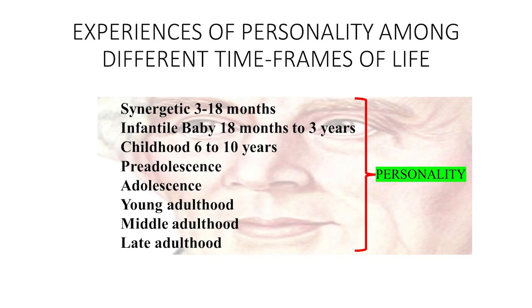Next, in the infantile baby from 18 months to 3 years, he starts experiencing the outside world. From 6 to 10 years, his community starts growing. In pre-adolescence and adolescence, he leaves the house and starts interacting with the external world. In young adulthood, middle adulthood and late adulthood, life teaches him all the lessons and his personality is groomed.